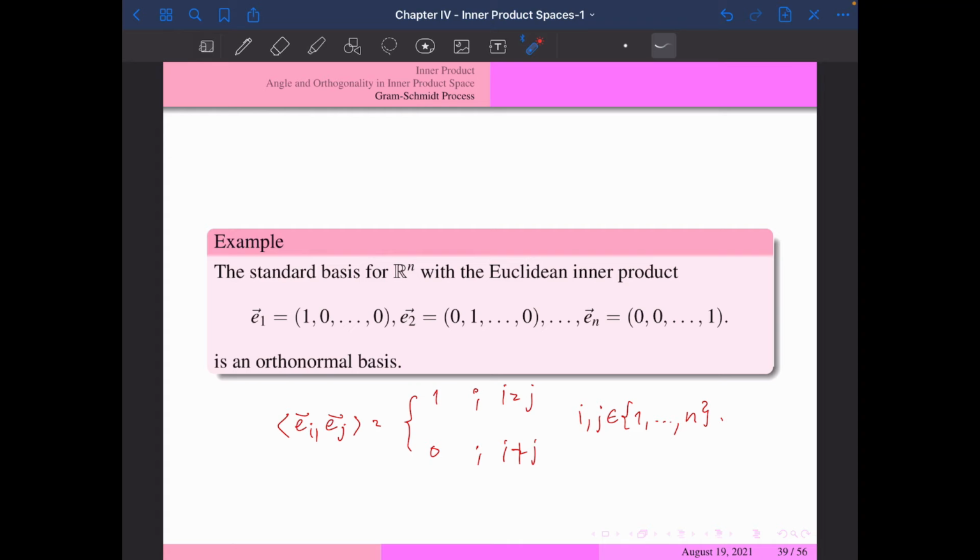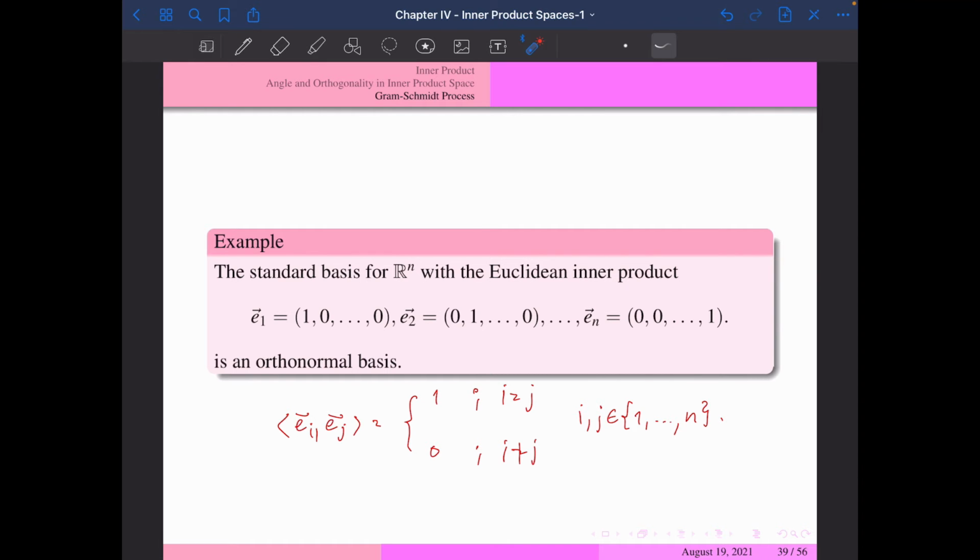So we can conclude that this basis is orthonormal, right? Why is it orthonormal? Because of this: if i and j are equal, the inner product of Ei and Ei is 1, and if i and j are not equal, then the inner product of Ei and Ej is equal to 0. So the set of E1 to En is an orthonormal basis for Rn.